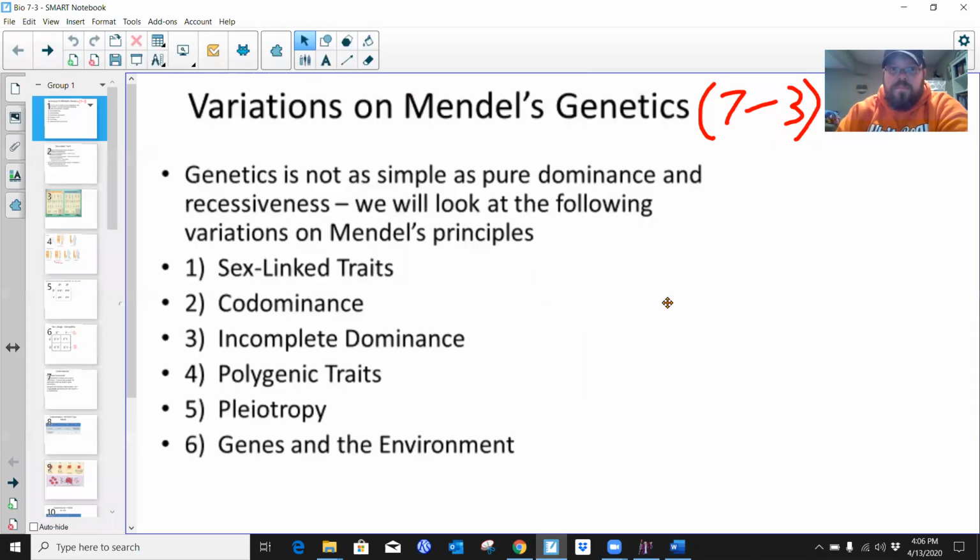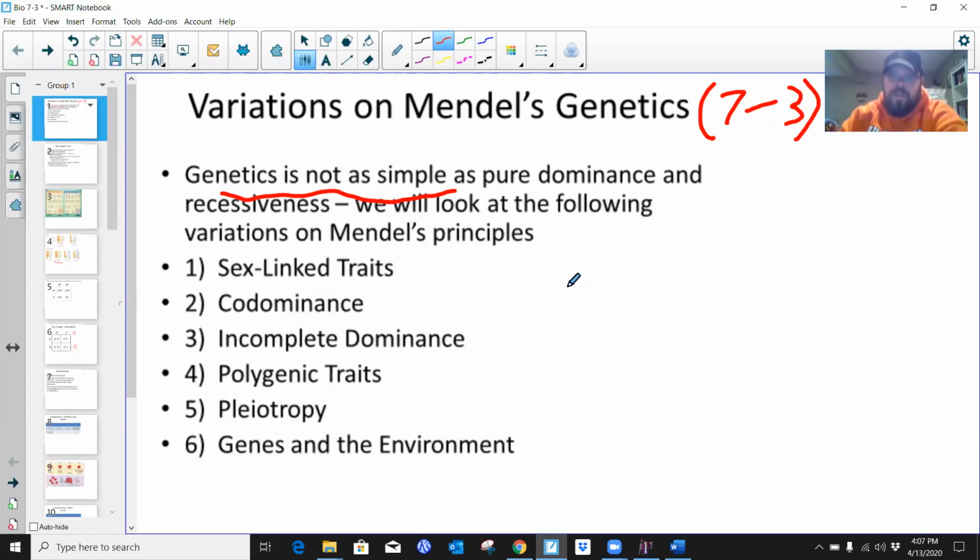Okay, so section 7-3. We're making our way through the basics of Mendelian genetics, but this is a little bit beyond basic Mendelian genetics. Genetics is not necessarily as simple as pure dominance and recessiveness. There are a host of different variations found within living things that are actually pretty cool, but they move a little beyond the basics of Mendel's principles. And these are those 6 things listed here.